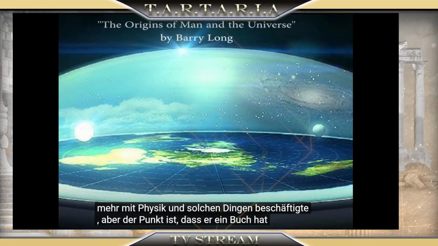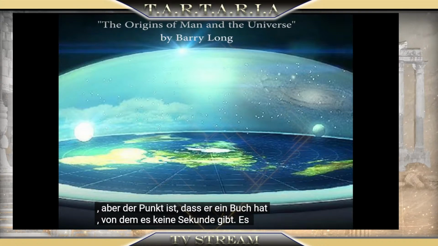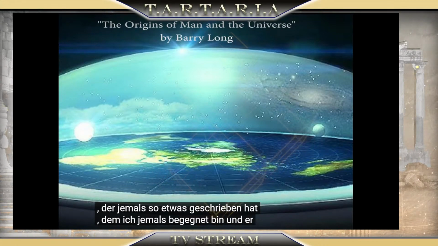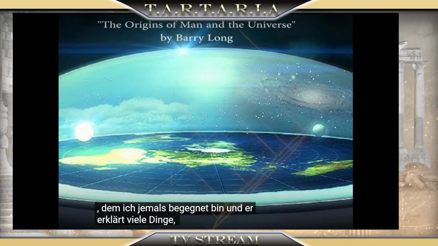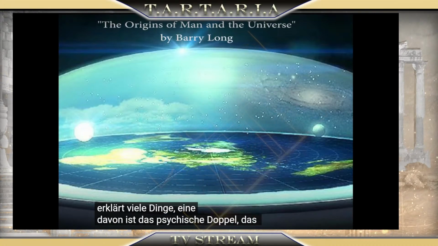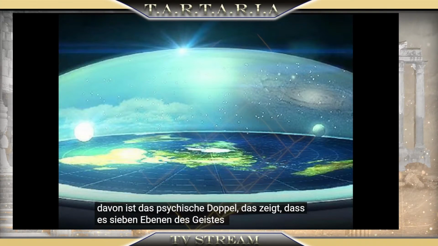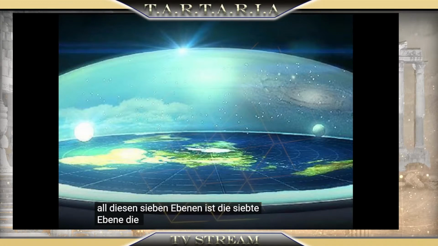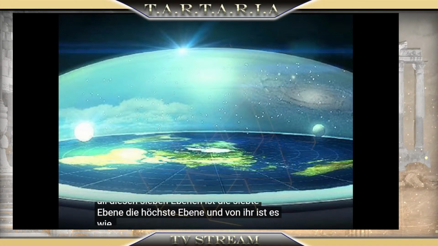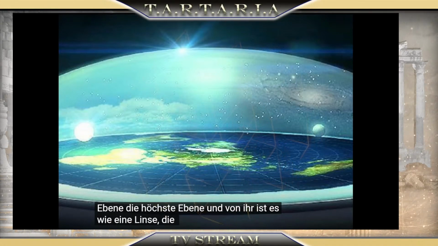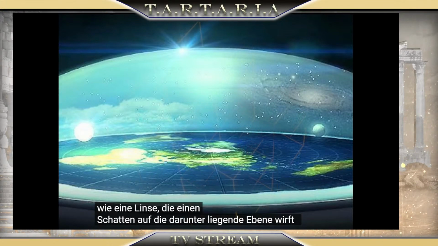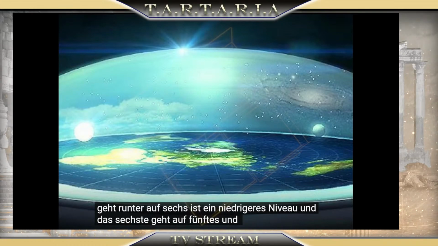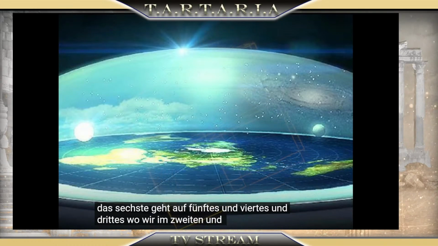But the point is, he's got a book that has no second. There's nobody that has ever written something like that that I've ever run into. He explains many things in there. One of them is the psychic double, showing that there are 7 levels of mind. From all these levels, the 7th level is the highest. From it, it's like a lens that drops a shadow down onto the level below it. So 7 goes down to 6, and the 6th goes to 5th, 4th, 3rd, where we are, and 2nd and 1st.